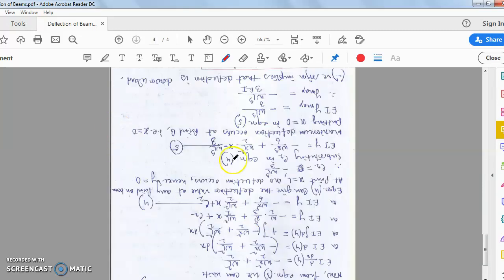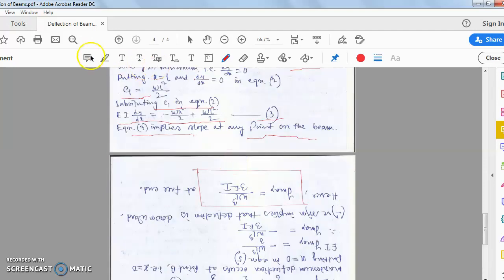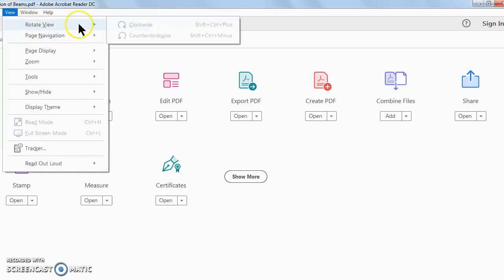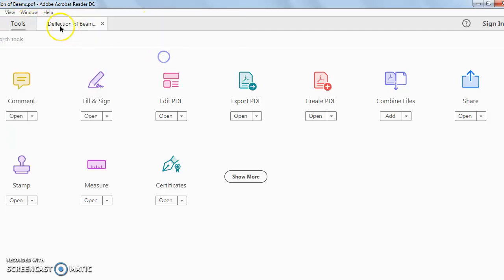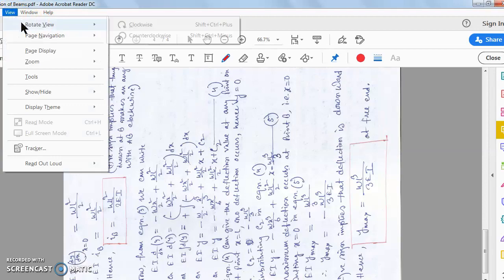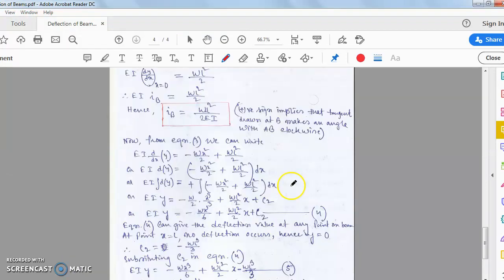Oh, one minute. This is entirely rotated. Rotation view. Oh, view rotate clockwise. Rotate clockwise. Okay.